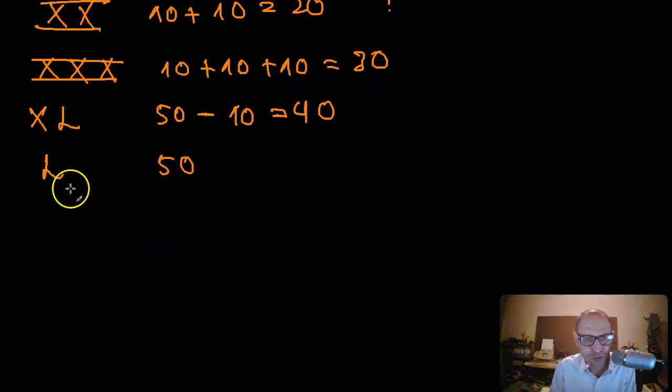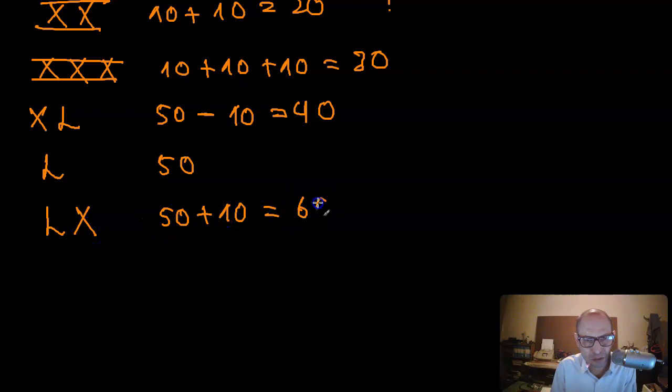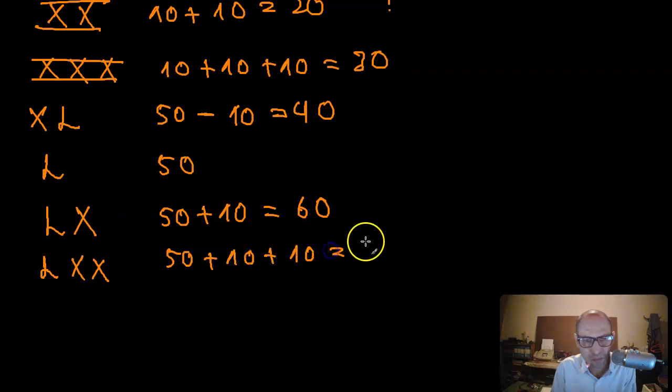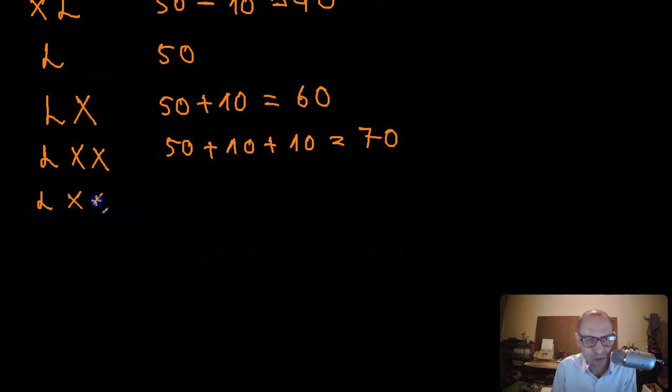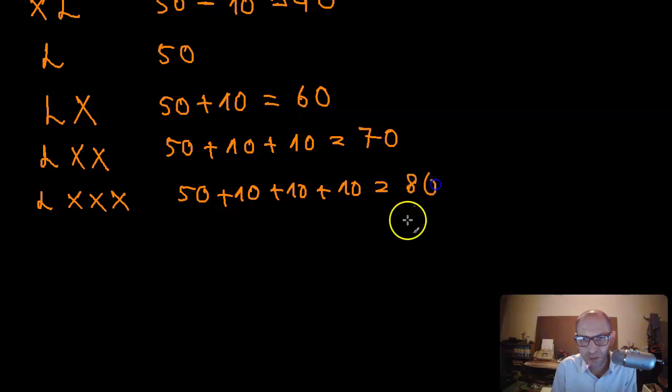Then you get to 60. A 60 would be a 50 plus a 10, which is equal to 60. A 70 would be a 50 plus a 10 plus a 10, which is equal to 70. 80 would be, for example, a 50 plus a 10 plus a 10 plus a 10, which is equal to 80, right?